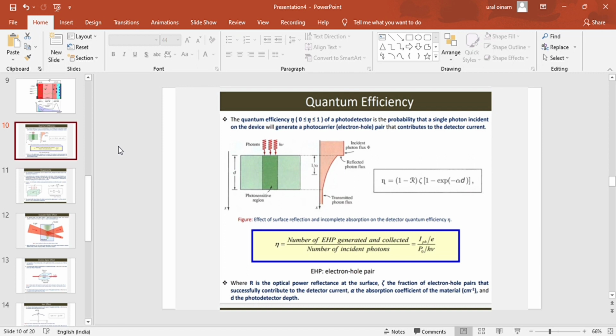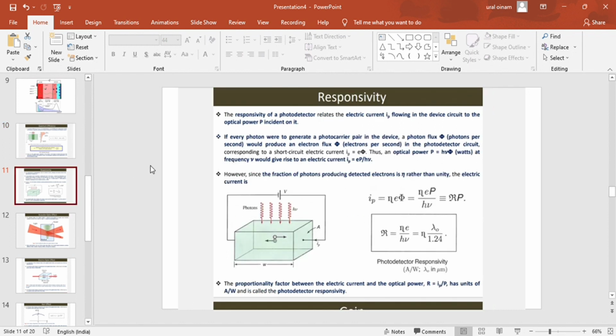And then we now will move on to another concept, that is responsivity. So what is responsivity? Well, responsivity is nothing but the photocurrent that is generated for every incident power, so per unit power. So if we have 1 watt, and for 1 watt we generate 1 milliampere of current, then that ratio is also known as the responsivity.